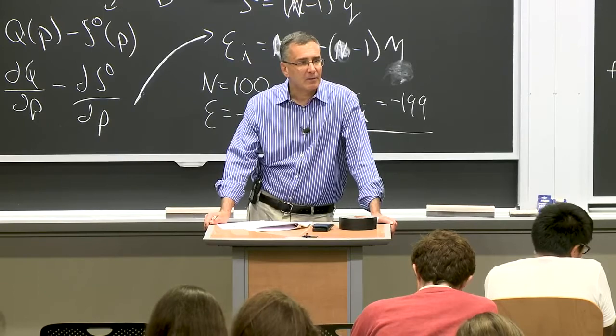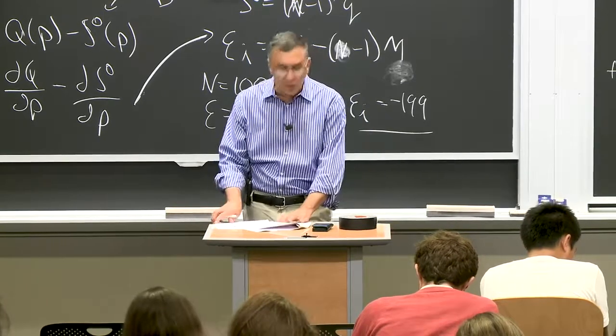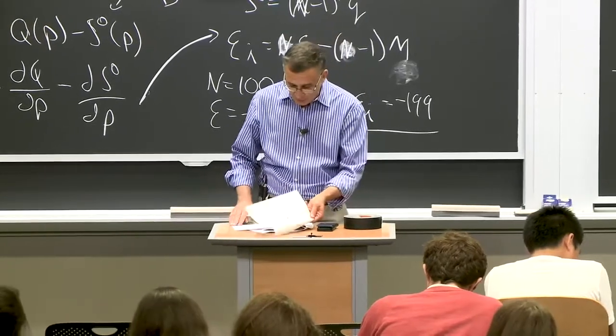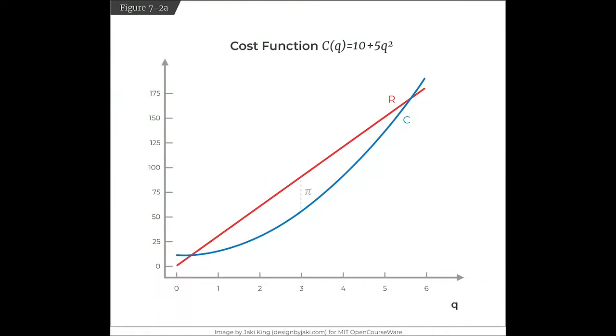What if you move it so the cost is a bit less and you sell it for a bit below the market? Let's go to an example. Okay? So let's go to figure 7.2. Here we have the cost function that we derived last time. C of q equals 10 plus 5q squared. You remember that from last time.